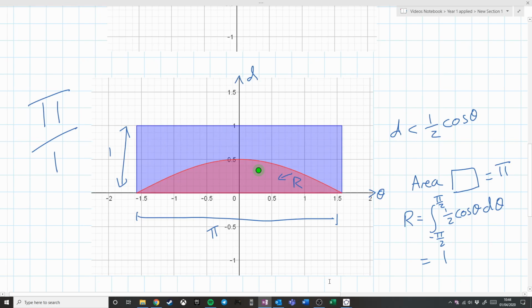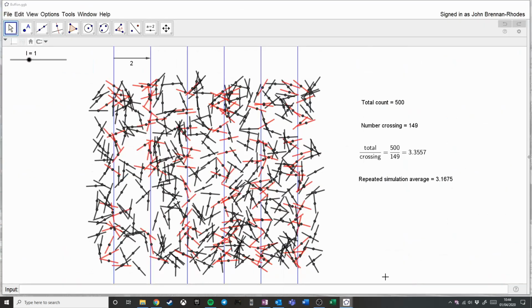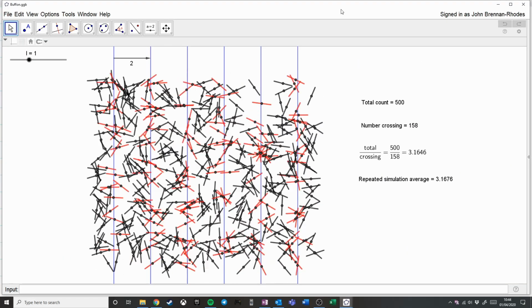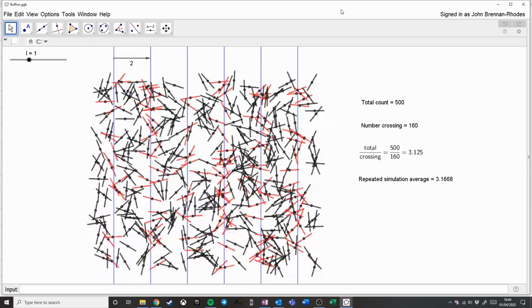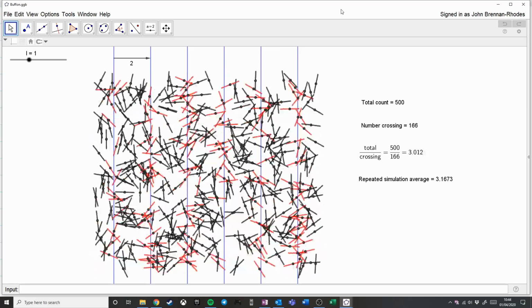giving us the prediction of the area, prediction of this count. And so I'm going to run the simulation, and we can see it will eventually approach pi.